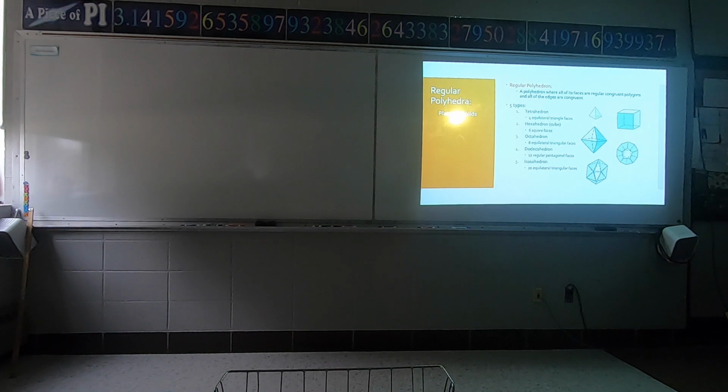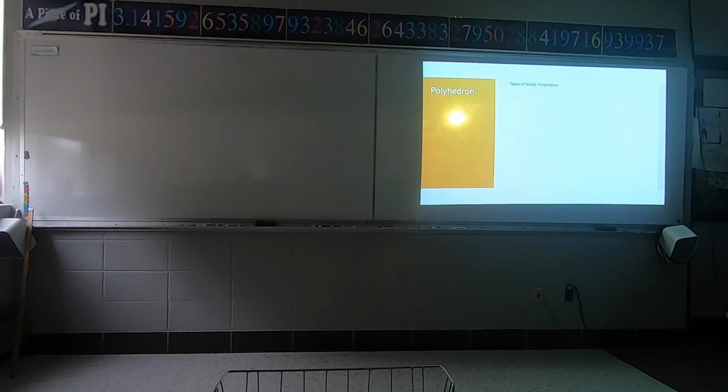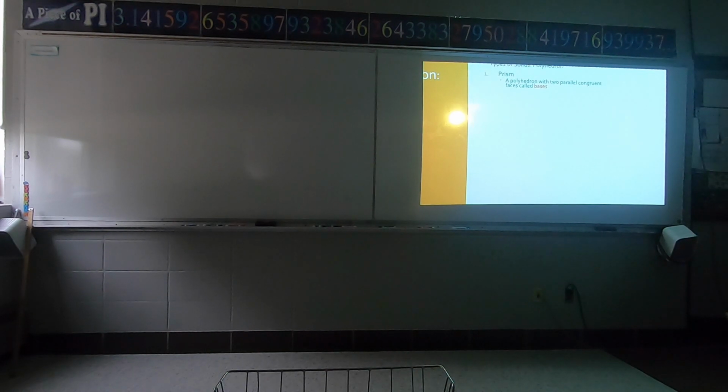Okay, now, the new stuff today, because we haven't talked about these. We need to talk about the different types of polyhedron. So polyhedron, the types. There's prisms and there's pyramids. So let's talk about the definition. A prism, by definition, and I'm going to zoom in a little bit. That's a little small for me. I need to see that better.